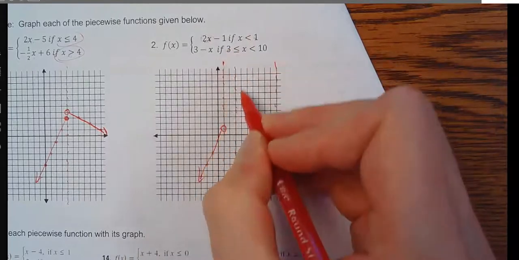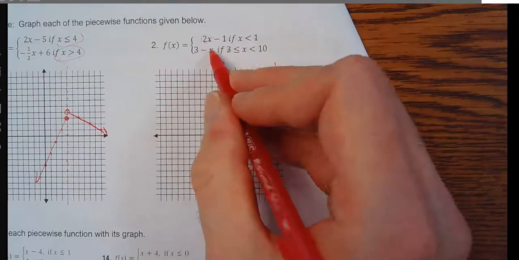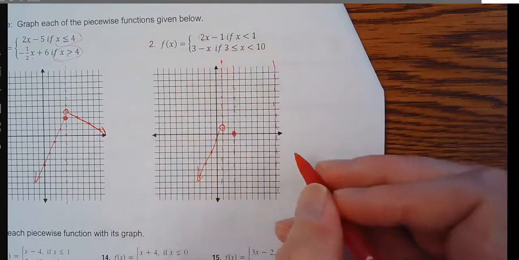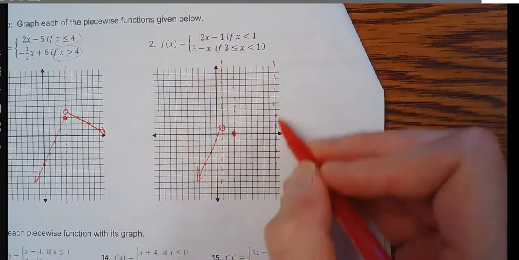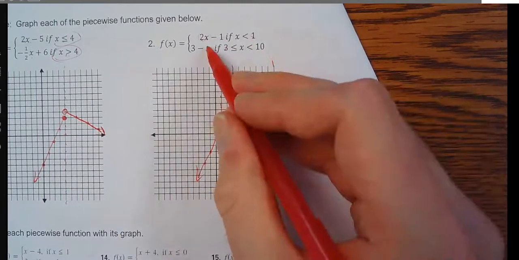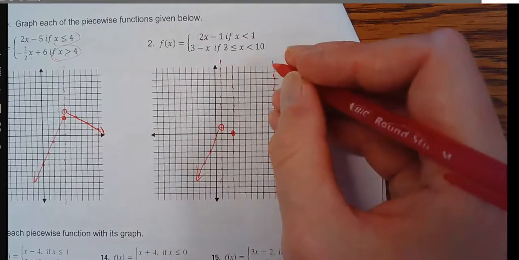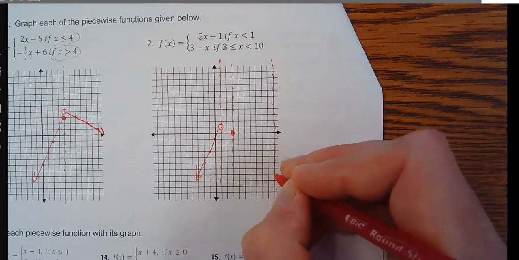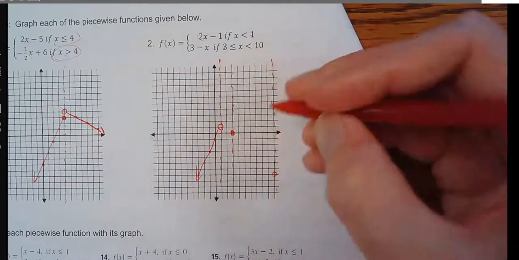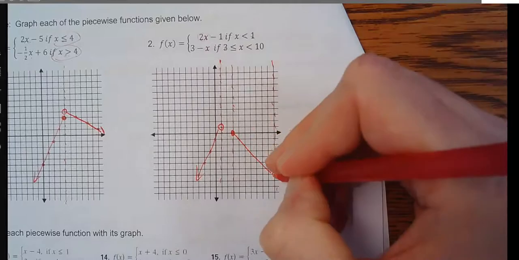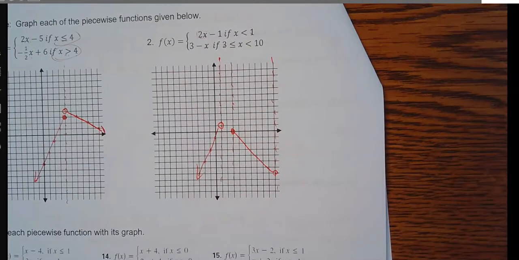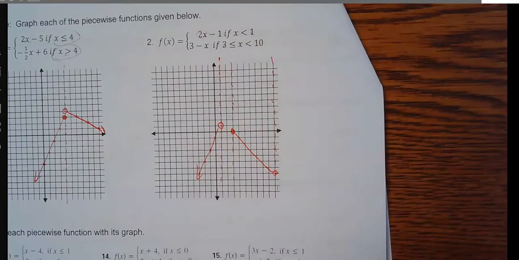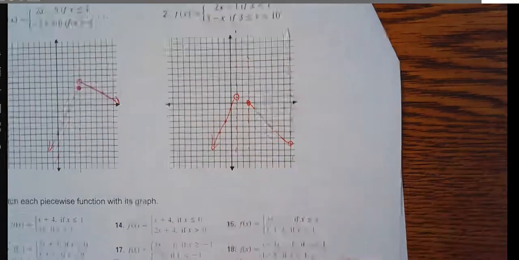Again, nothing between here. If I want to find out for 3 where to start on here, plug 3 in. So 3 minus 3 is 0. And that's a closed circle because it's equal to. And now plug 10 in to see where it stops over here on this line. So plug 10 in there. 3 minus 10 would be negative 7. So 1, 2, 3, 4, 5, 6, 7. Open circle because that's not an equal to, it's just a less than. Okay, so there was no definition, no rule for if x is between 1 and 3, so we have no graph between 1 and 3.